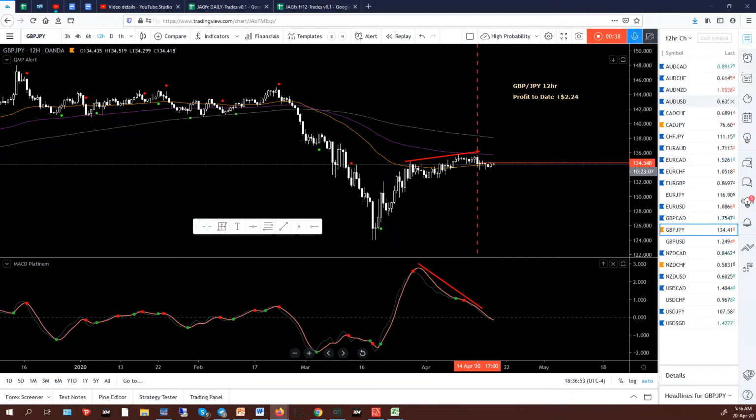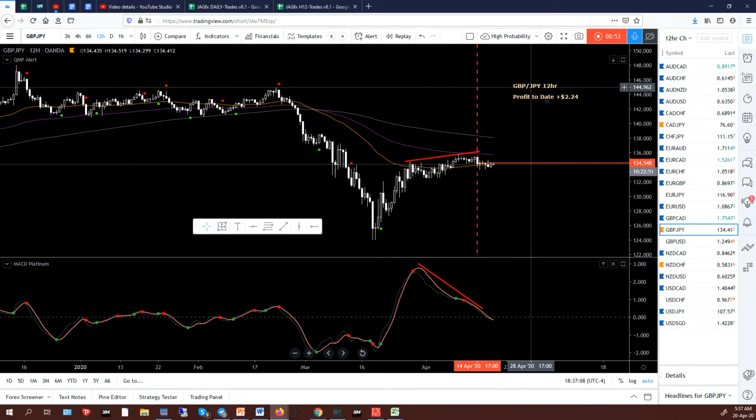So this is my watch list on the right here. This is the 12-hour charts. The ones highlighted in blue are the ones I've got trades on, the ones that aren't highlighted have no trades, and the ones in orange are ones I'm going to discuss in this video. Righto, let's get into it.